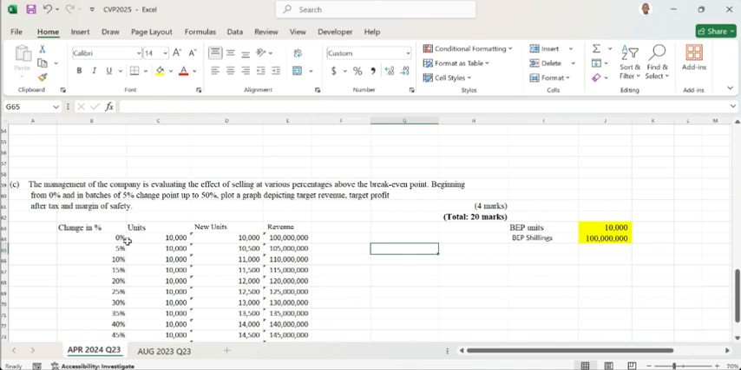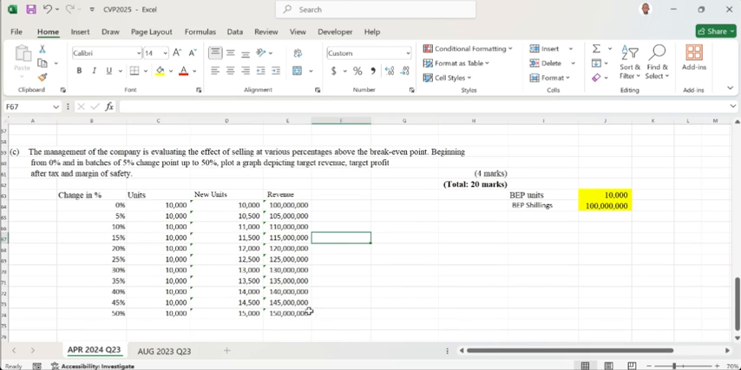How do we get the revenue? The revenue will be equivalent to the new units produced times the selling price, which is 10,000. But I have to lock this 10,000. I click OK, I drag. Ukiangalia hii haijachange kwa sababu this is what you already have here. Hii haichange kwa sababu hatukuchange hii, it is only 5%.